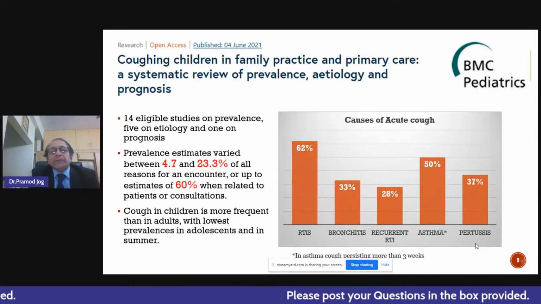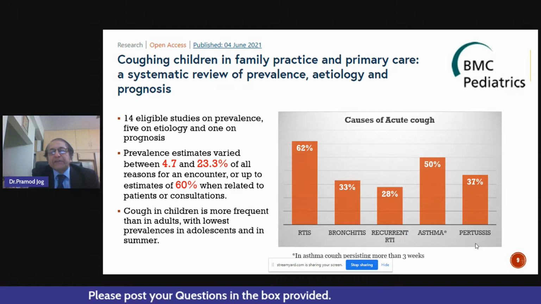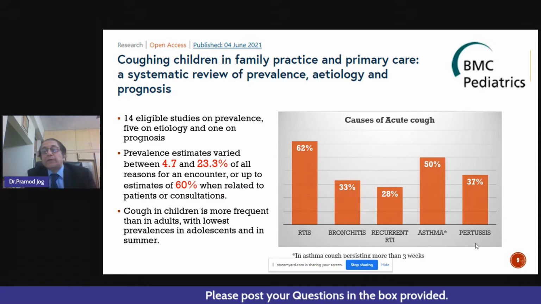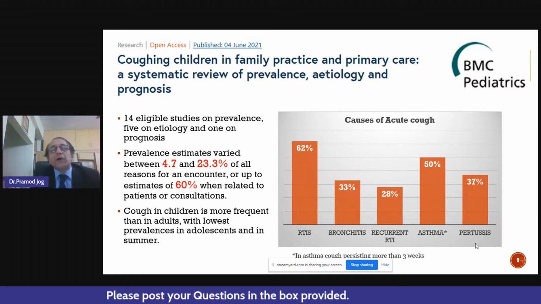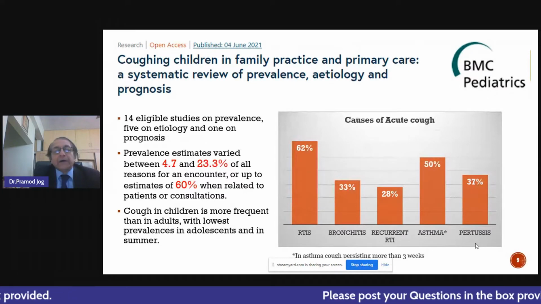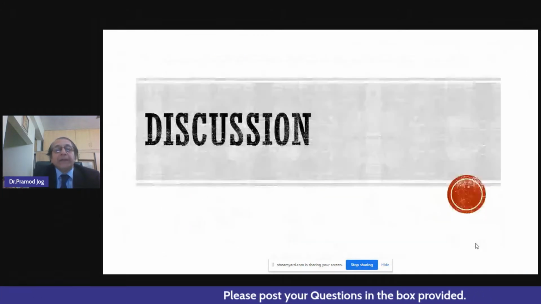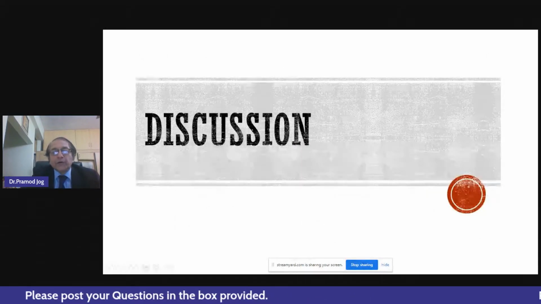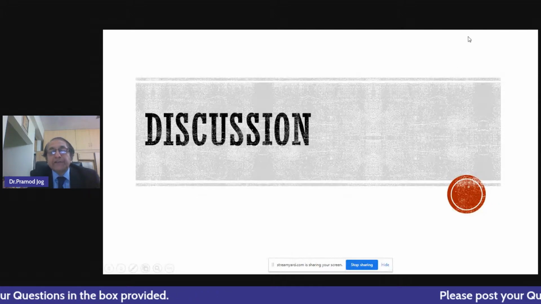About the cough disorders, one should just remember that respiratory infections, recurrent respiratory infections, and pertussis are important causes, in addition to bronchitis, related to acute cough. Asthma is not necessarily an infective disorder. However, some infections can trigger an episode of asthma. So with this brief background, we will now proceed to today's discussion.